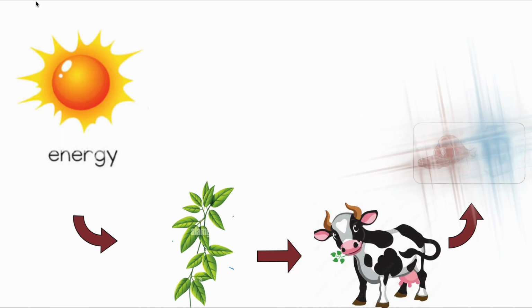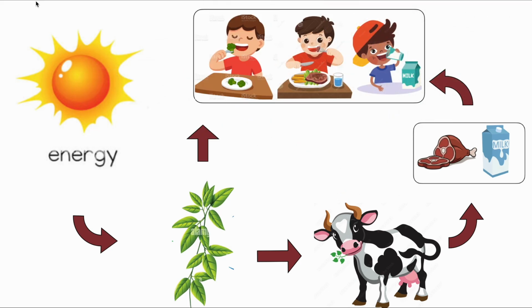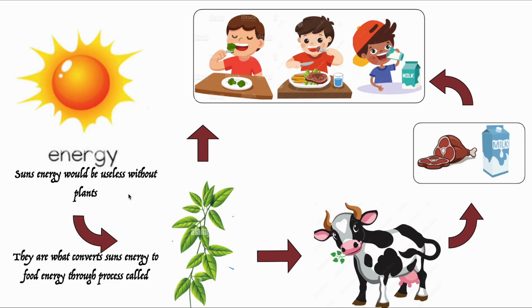And animals can give us meat and milk, which we can consume, or we can consume the plants, that's the vegetables. So without plants, this step would never occur. We human beings, we learned that we are heterotrophs. We cannot create our own food. It's the plants that help convert the sun energy into food energy. Sun energy would be useless without plants. They are what converts sun energy to food energy through the process called photosynthesis.